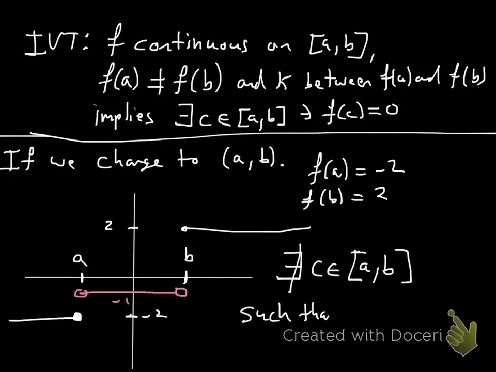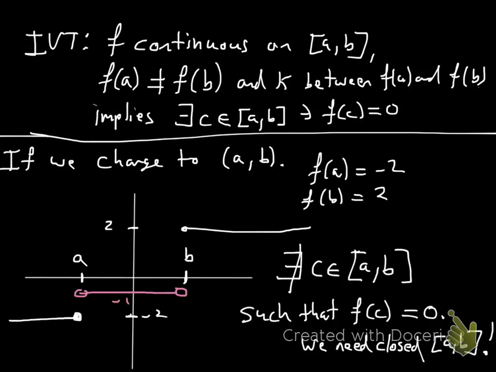It meets the condition that it's continuous on the open interval (a, b). However, f of a is negative 2, f of b is 2, and 0 is in between 2 and negative 2. However, do you see any of the pink graph crossing the x-axis? That doesn't happen. So we need it to be a closed interval. Otherwise, we can have a situation where we're continuous on the open interval (a, b), however the theorem does not hold. So every assumption is important.